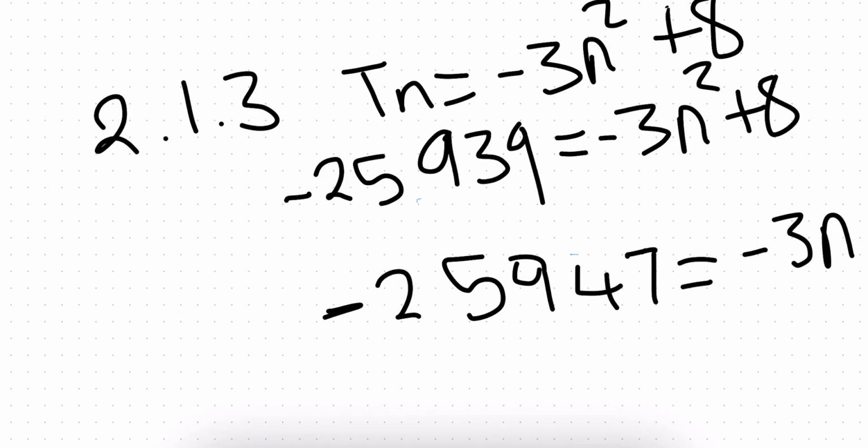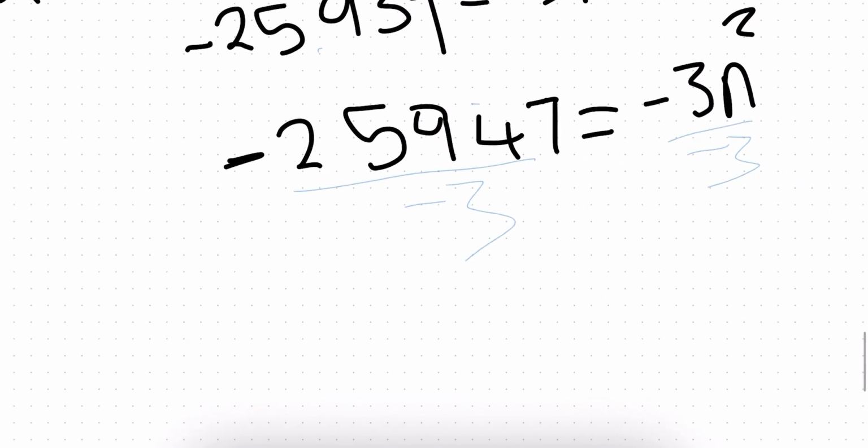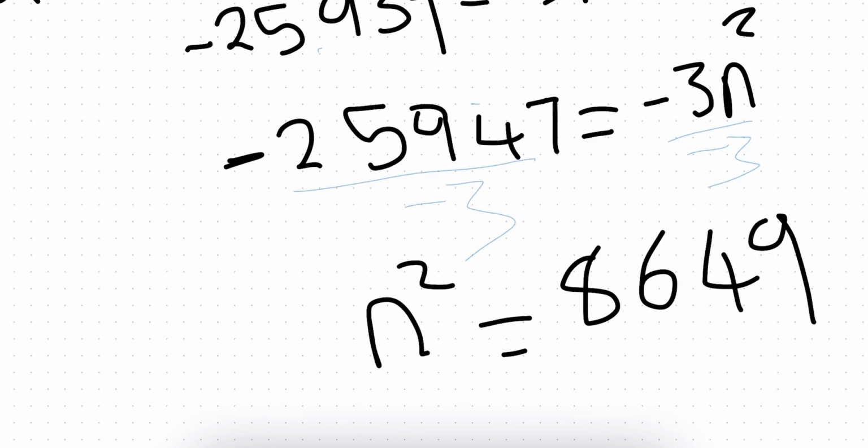Minus 3n squared. Then what you can do at this point, you can just divide by minus 3 so that you leave n alone, ne? Like you leave n in its purest form. So that means your n squared will then be equivalent to, let me punch in the calculator, it will be 8,649, eh?